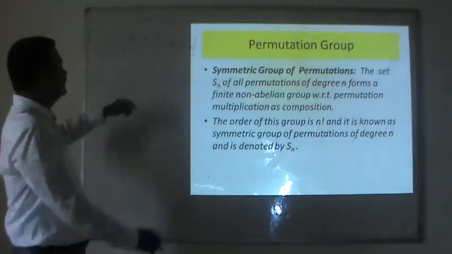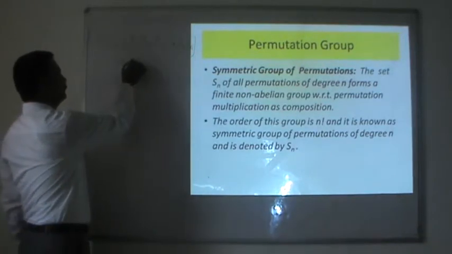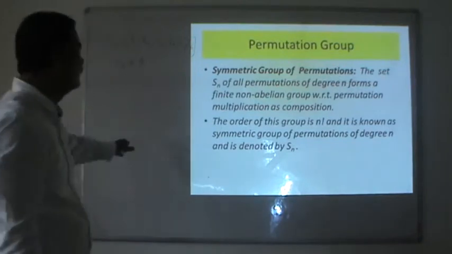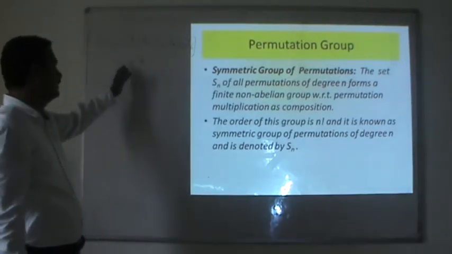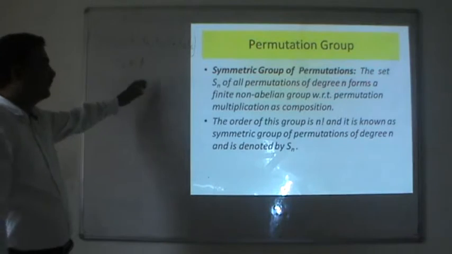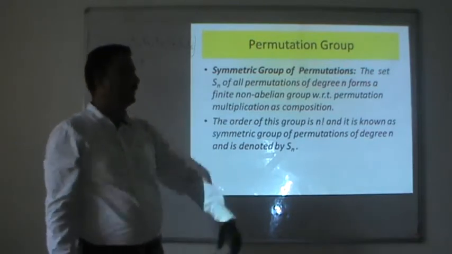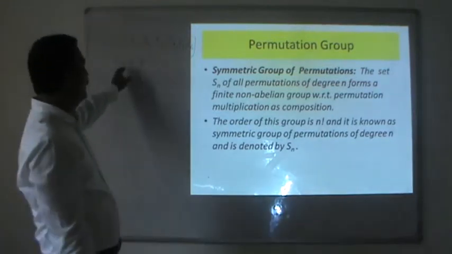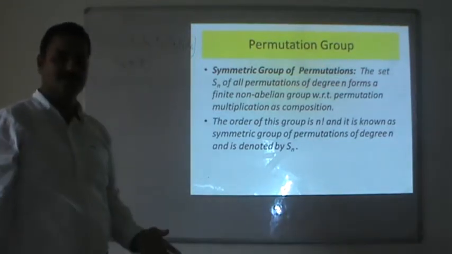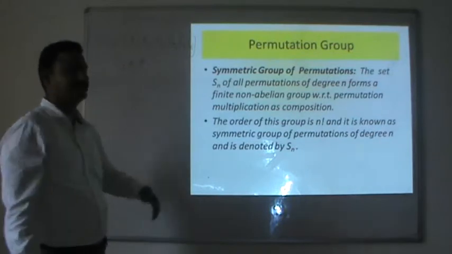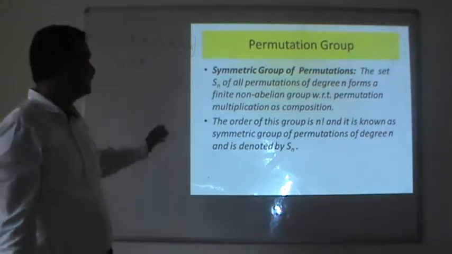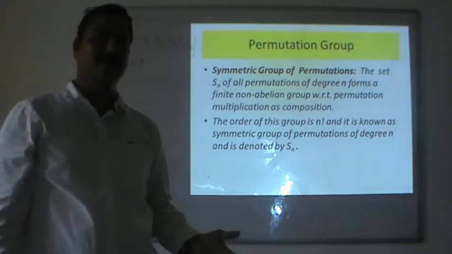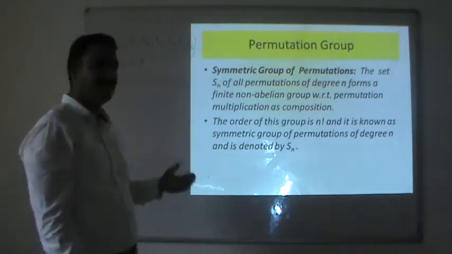Obviously, the set S3 is not equal to the empty set. It's a non-empty set, and it consists of 6 elements. So clearly S3 is not empty. Further, for a group, we require only 4 properties. S3 must be closed, S3 must possess an inverse element, S3 must contain an identity element, and any 3 elements we choose from S3 always possess the associative property.